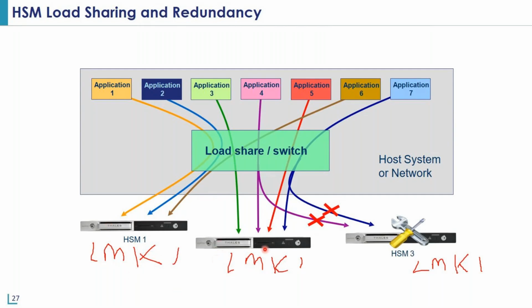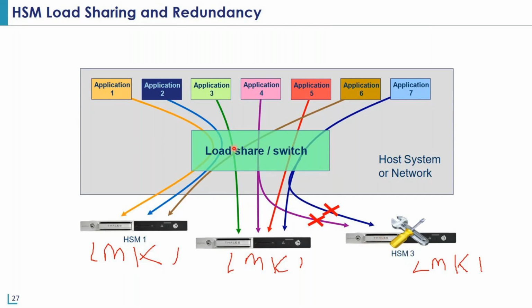You have to install the same LMKs manually on all these hardwares. So you have to install LMKs on HSM number 1, then on 2, and then on 3. They will not be automatically replicated.